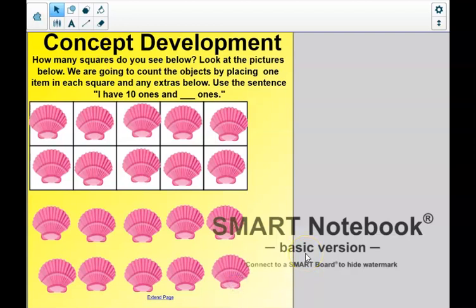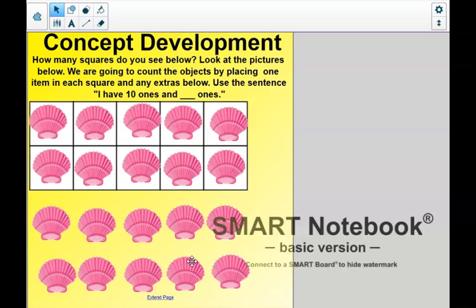Okay, this is a tricky one. Is our 10 frame up here full? Yes, it is. So we know we have 10 1s. Let's count these ones to figure out how many other ones we have. 1, 2, 3, 4, 5, 6, 7, 8, 9, 10. Wow. We have 2 groups of 10.